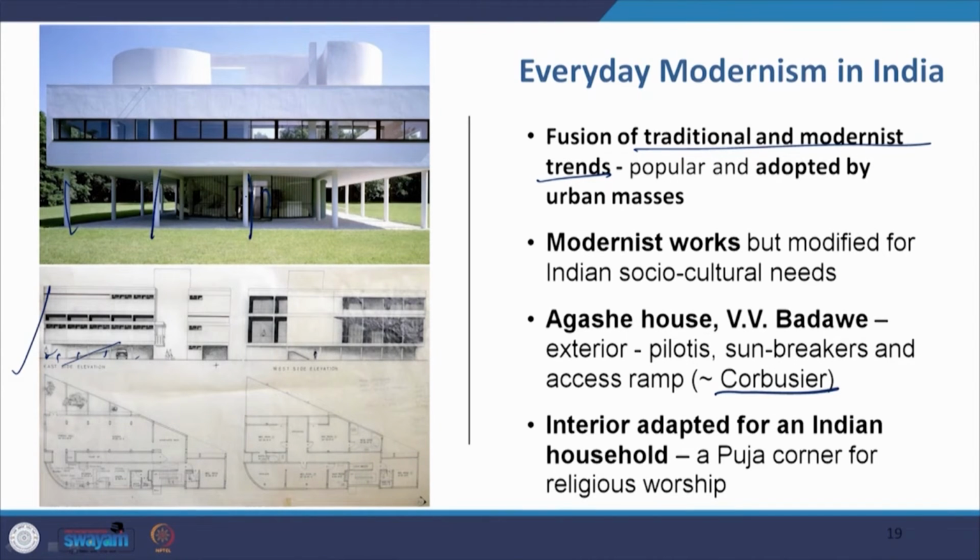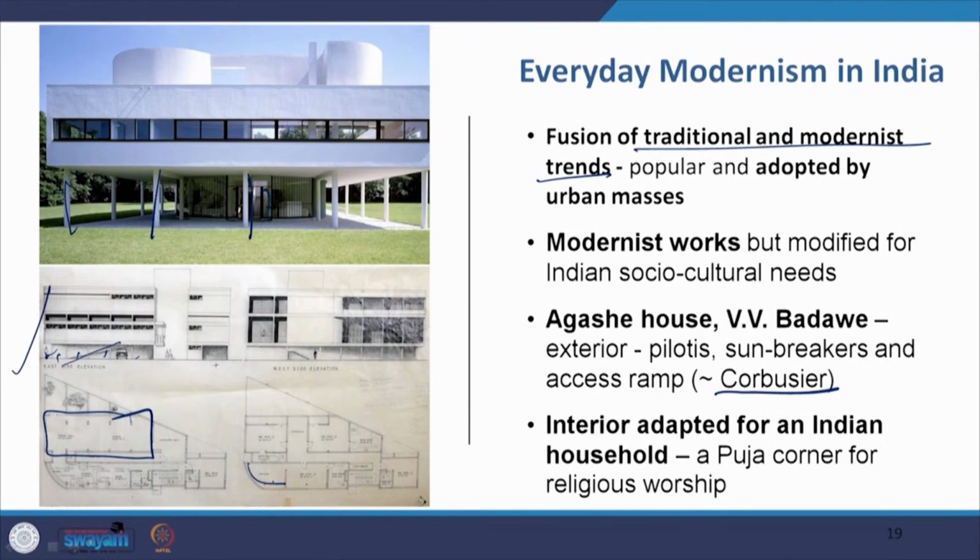Sunbreakers I would rather refer to Unité d'Habitation, where he has them. So the interior is adapted for an Indian household. Why? Look at the interior, if you can see it clearly: this is the complete living and dining space, completely free. And there are other areas also, like the terrace created out, and all that.